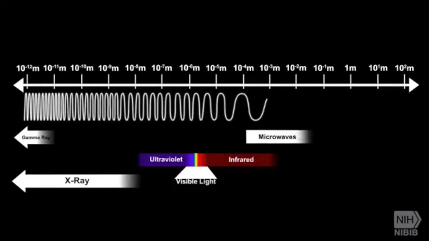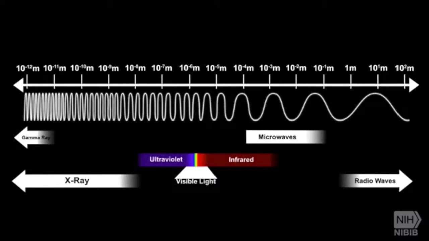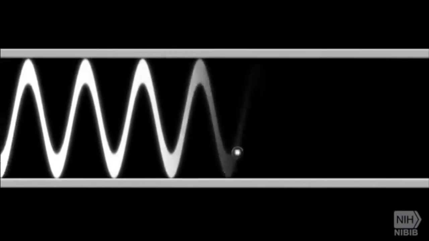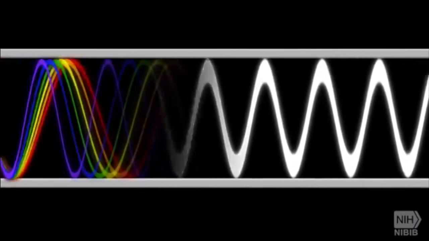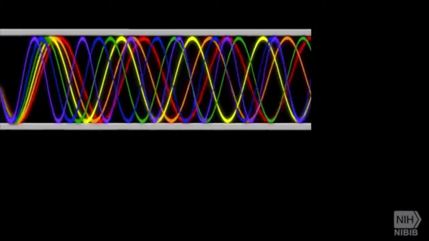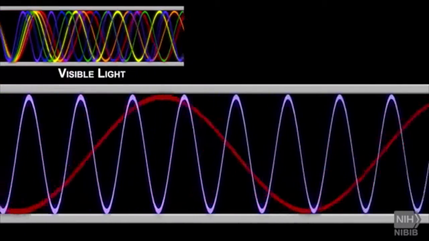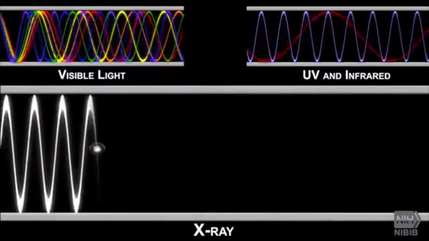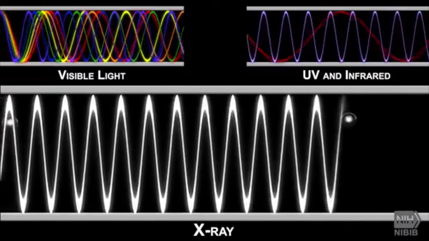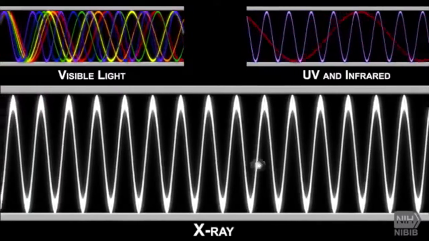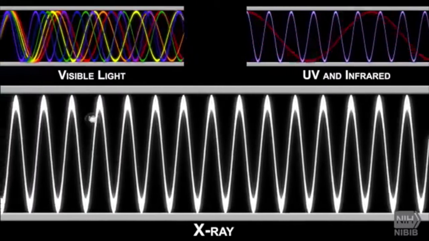Light is a form of electromagnetic radiation. At some wavelengths, it appears as visible light. At others, it takes the form of radiation we cannot see, such as ultraviolet, infrared, and X-rays. X-rays have very short wavelengths that, unlike visible light, are able to pass right through most tissues in the human body.